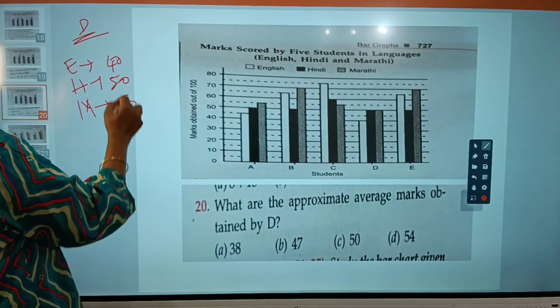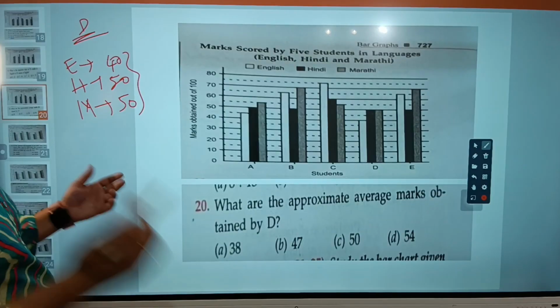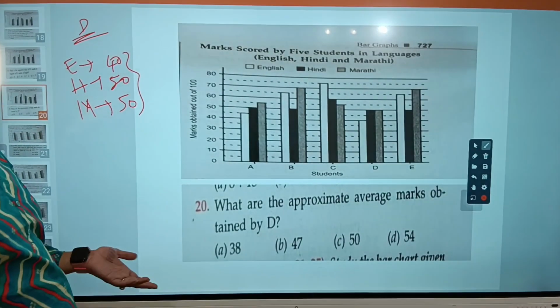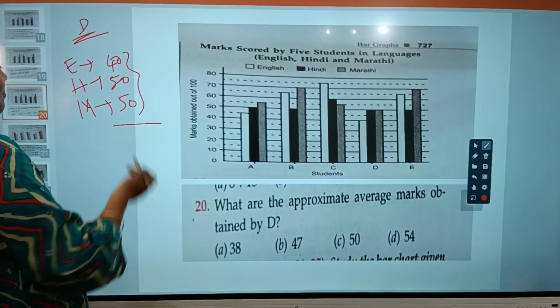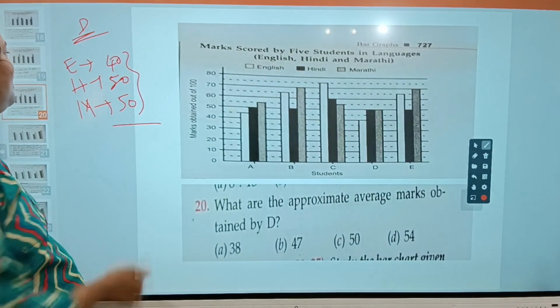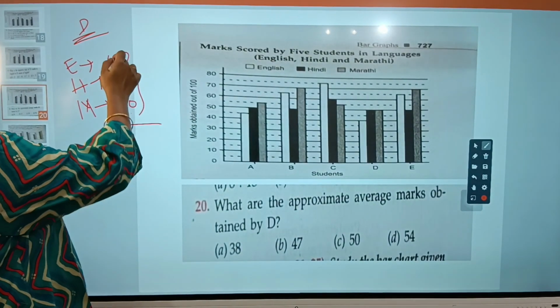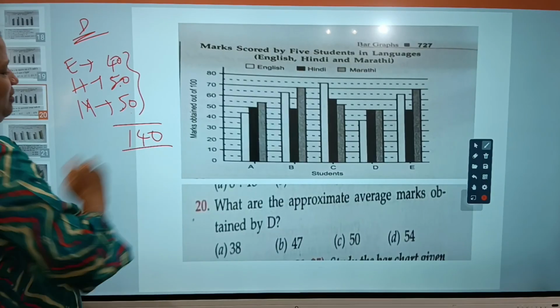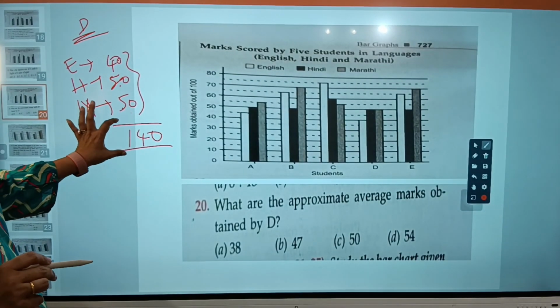no improvement. Means he is an average student. That's why always in all subjects he is getting 40-50 only. Okay, maybe he is trying for UPSC. That's why he is okay with his studies. So 50 plus 50 plus 40, 140. Okay, 140 marks D got.